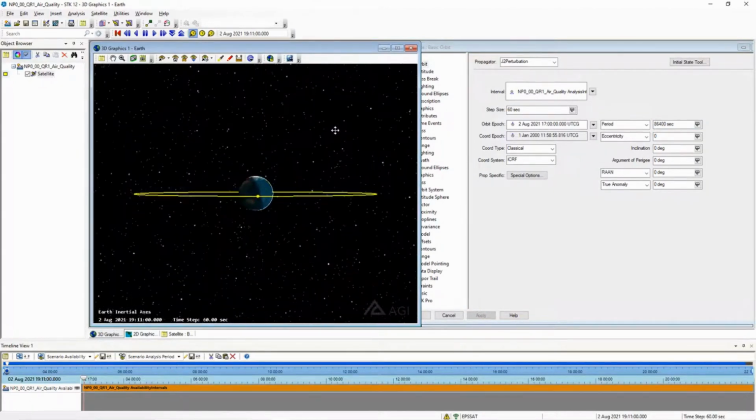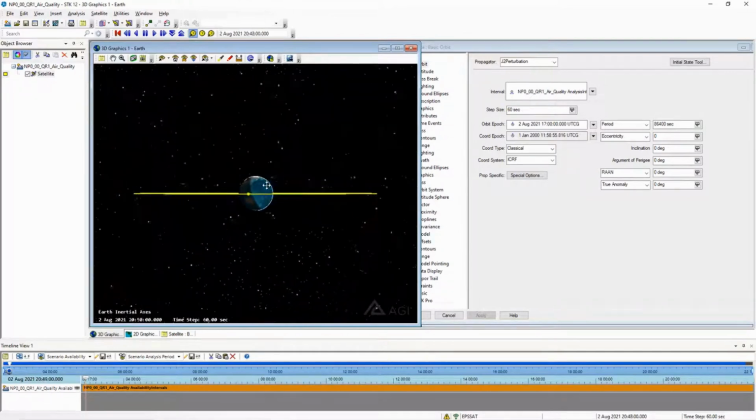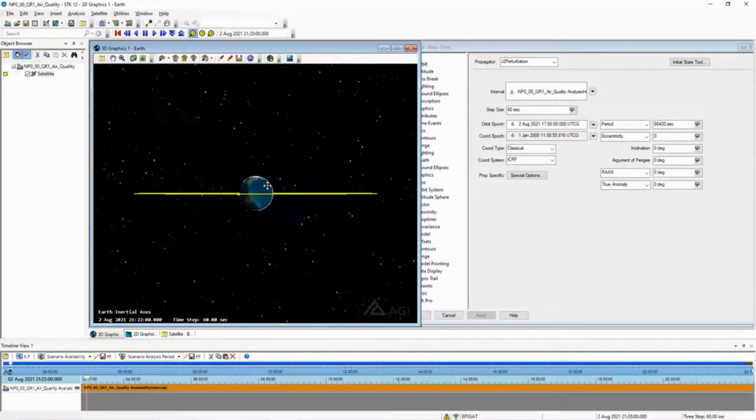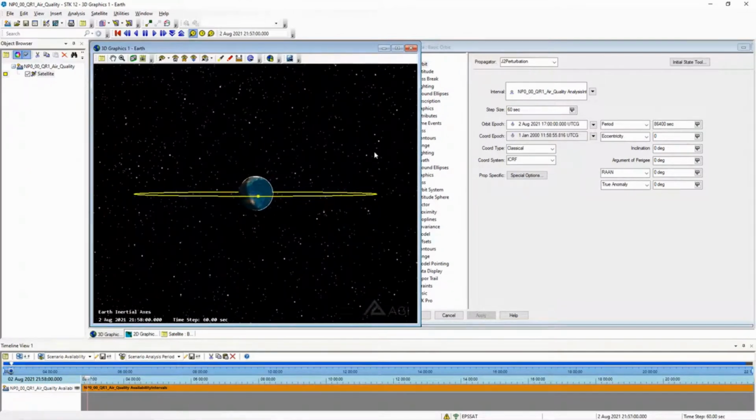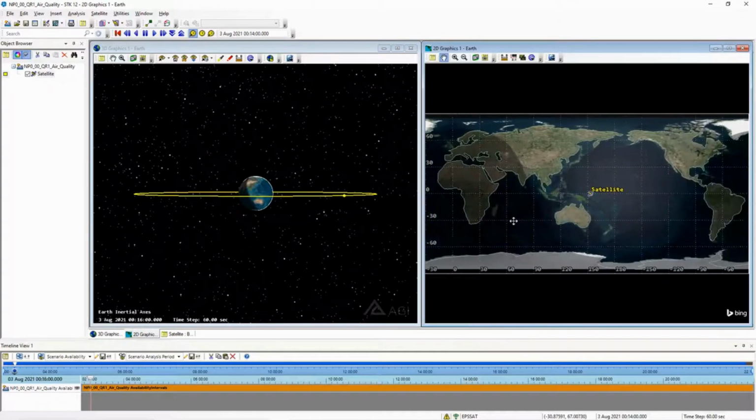So we've got our orbit right here. Our satellite is right above, say, the South Pacific. Well, not quite south because it's equatorial. But I'm going to press play. And as I watch it, every time it passes me, it's above the same spot on Earth. In fact, let's take a look at our 2D graphic and see what our satellite looks like.